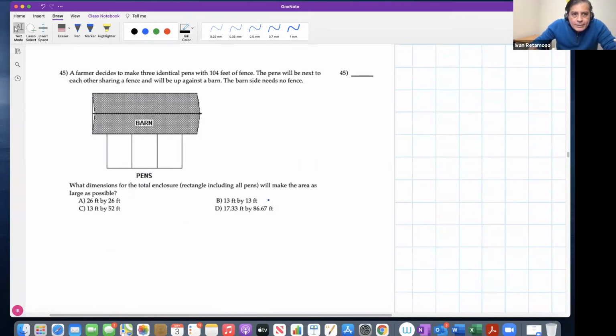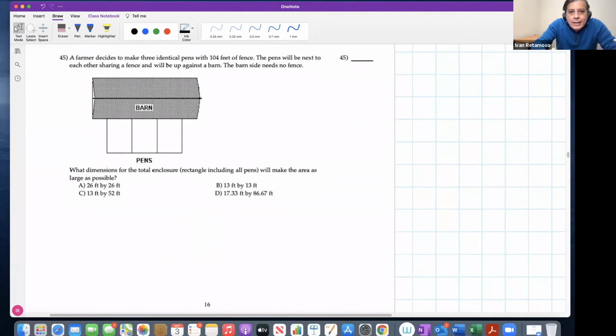Okay, so what does it say? It says, a farmer decides to make 3 identical pens, 1, 2, 3, with 104 feet of fence. The pens will be next to each other, sharing a fence, and will be up against a barn. The barn side needs no fence. So this part doesn't need material for the fencing. What dimensions for the total enclosure, a rectangle including all pens, will make the area as large as possible?